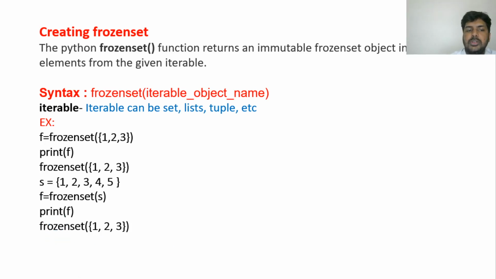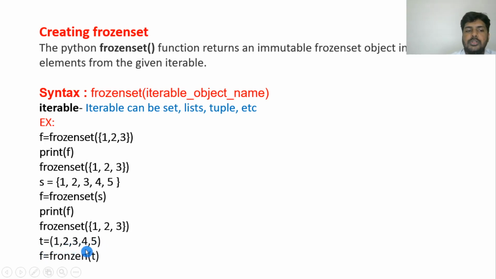So what you understood is that a frozen set can take any iterable values like a set, list, or tuple, and it will convert them into a frozen set. Once it is converted into a frozen set, the elements cannot be added or removed, meaning it is frozen. You can also take a tuple. I will show you another example: t is equal to (1, 2, 3, 4, 5).